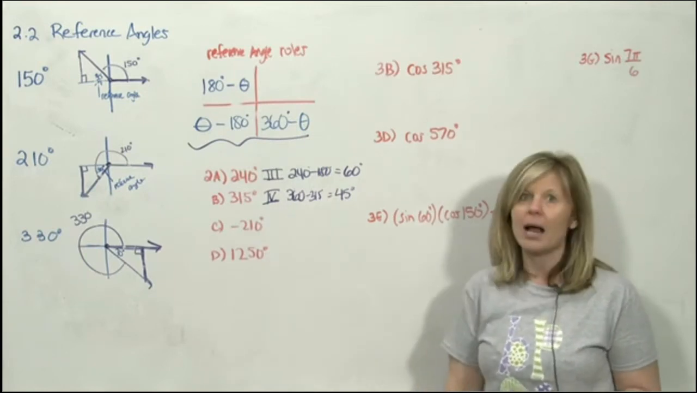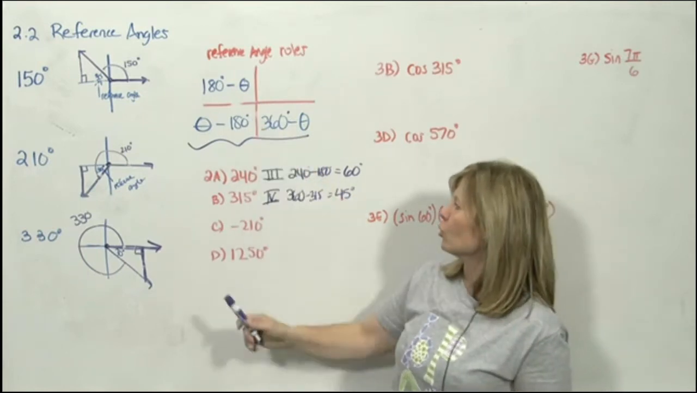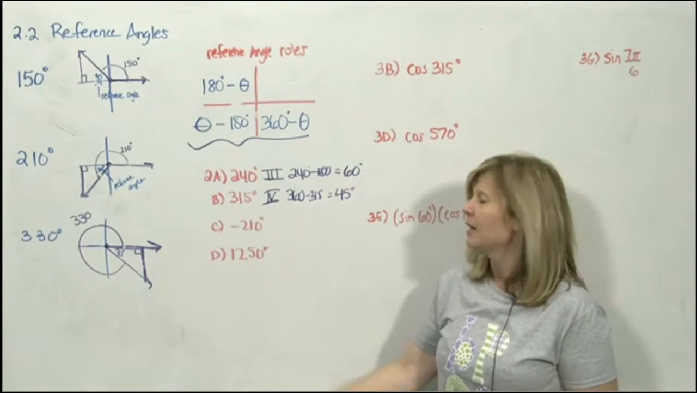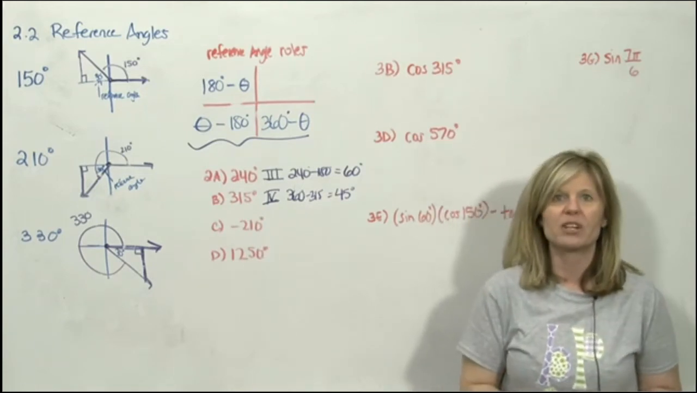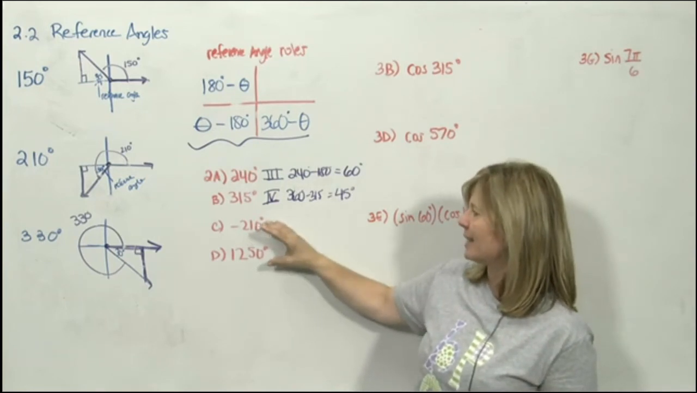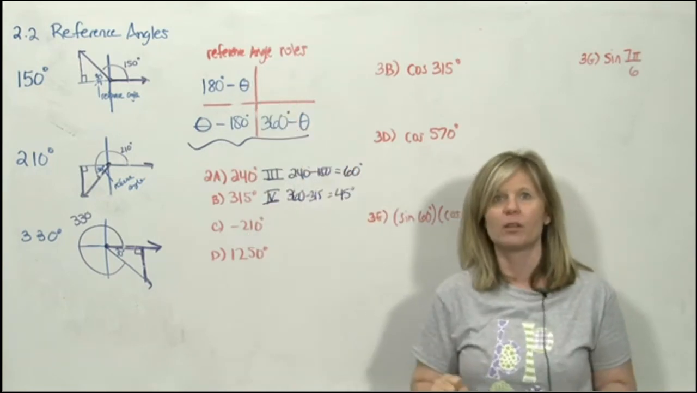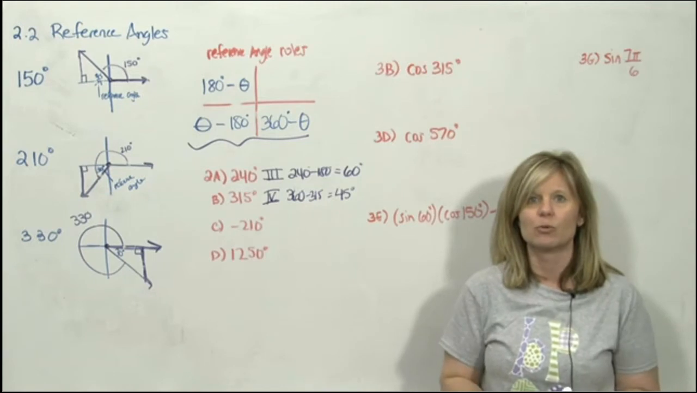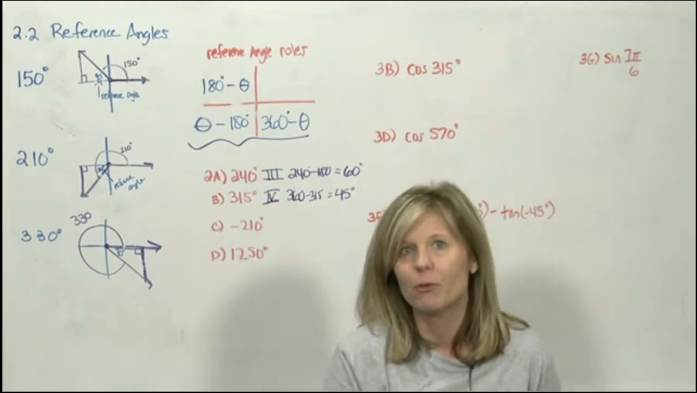C and D do not. Because to use these rules, the angle cannot be negative, and the angle cannot be more than 360. So you're going to say, well, how do I find the reference angle if I can't take these angles and plug them into the formulas, substitute them in, because I can't use the rules? You got to use what we've learned before.